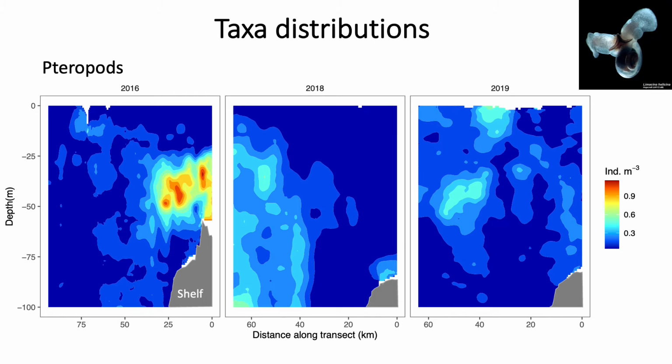Now let's look at distributions of different taxa. The figures are now showing concentrations of taxa in individuals per cubic meter. Pteropods were distributed on shelf and deep in 2016, while in 2018 and 2019 distributions tended to be more offshore.